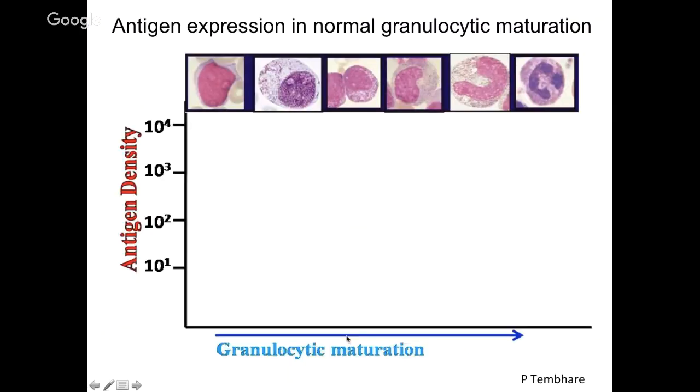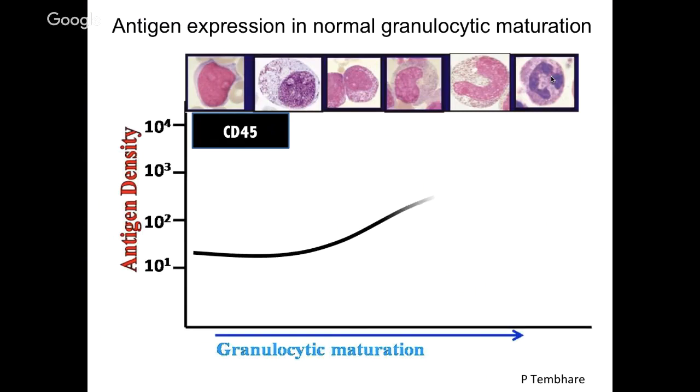Now, if you look at the myeloid maturation, let's talk about neutrophils, granulocytic maturation. This is antigen expression in normal granulocytic maturation. This is a blast, and it gets into promyelocytes, myelocytes, band, metamyelocytes, and neutrophil. I'll mention especially three or four markers here. CD45, as we all know, is a marker for mature cells. It is negative or weak in blasts, but picks up in mature cells. It is very strong in lymphocytes. So neutrophil is strong and the blast, it is negative or weak.